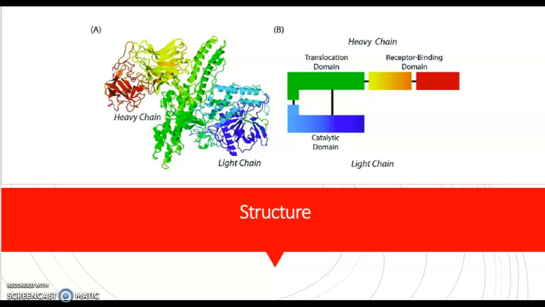So the structure. Where you can see the heavy chain, that's the binding domain of the structure, and the middle area, which is green, that is the translocation domain, and the light chain is the catalytic domain. The BoNT-B molecule consists of 3 structural domains corresponding to the 3 functional domains: catalytic, translocation, and binding, which I just discussed in the figure.